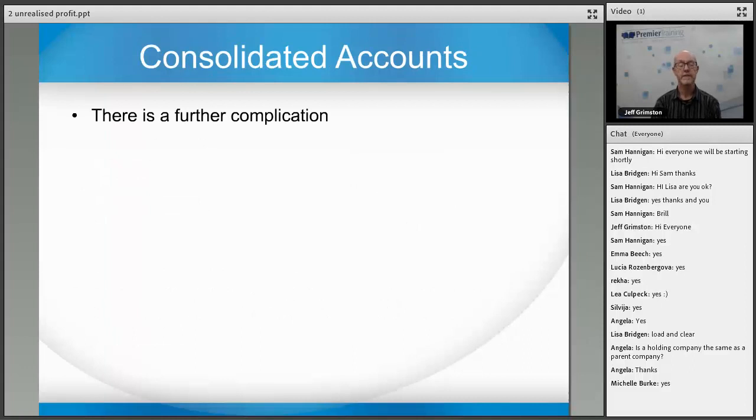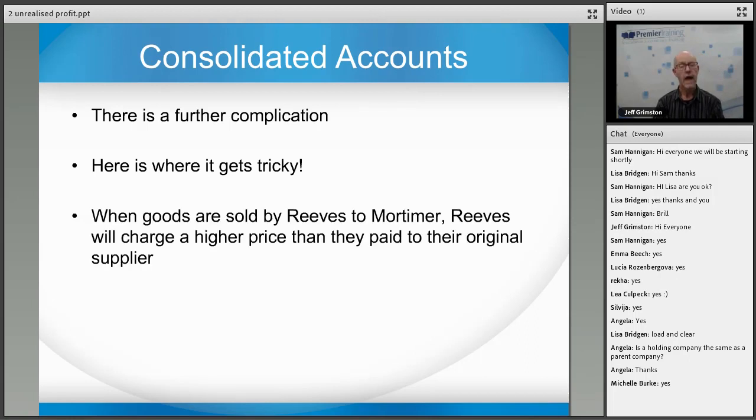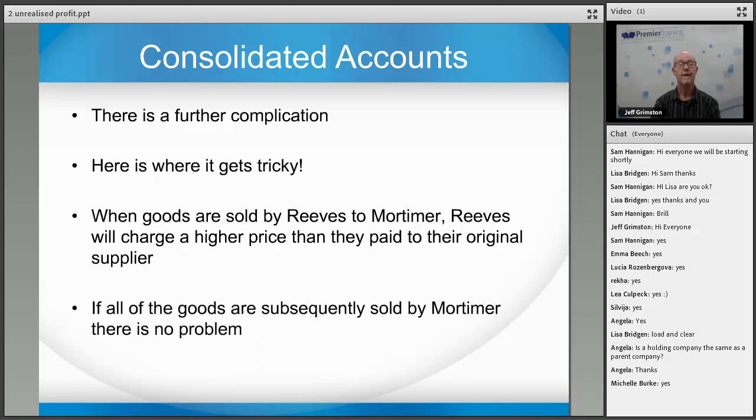A problem arises if, right, here's where it gets tricky. When goods are sold by one company to another in any case, it'll always be the case that the seller is going to want to make a profit. So Reeves in this case will have charged a higher price for these goods than they paid to their original supplier. If all of those goods are subsequently sold by Mortimer, there's no problem. The goods have been bought, they've been sold, money's in the bank, the profit has been realized.